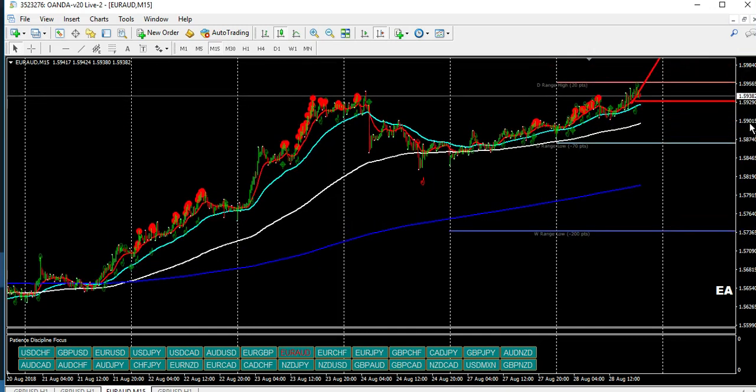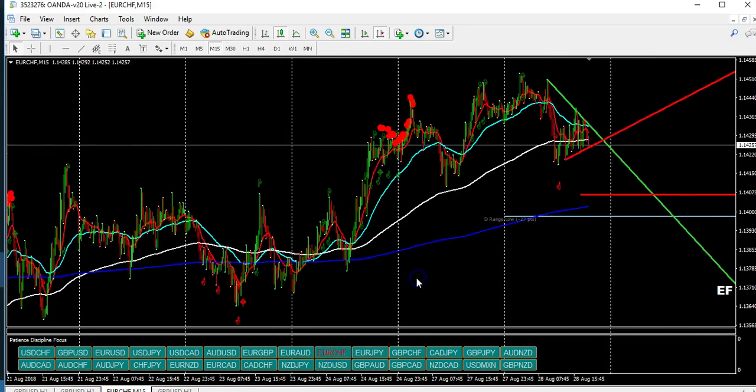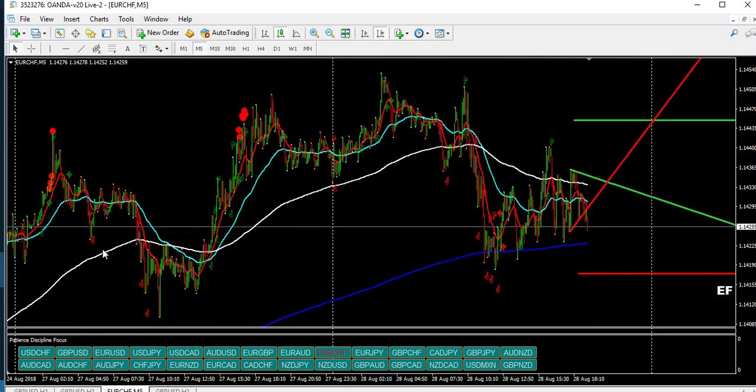there could be a possibility of reversal. You always have to wait to see what they present to you in line with your technical analysis and your trading plan. Okay, let's get back to Euro Chef.